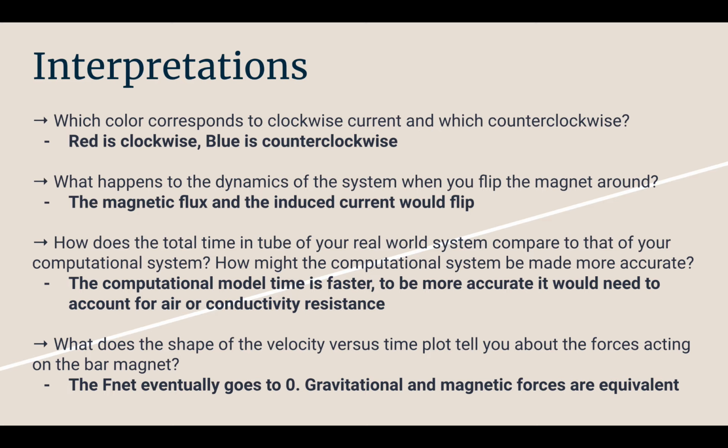Next, the computational model calculates a quicker magnetic falling time than we had observed. The computational model is less accurate than the experimental model because it does not account for air or conductivity resistance. So in order to make the computational system more accurate, we would have to add in some sort of code that would account for this resistance. And then lastly, the shape of the velocity versus time graph plot tells us that the net force eventually goes to 0 as the gravitational and magnetic forces become equivalent.